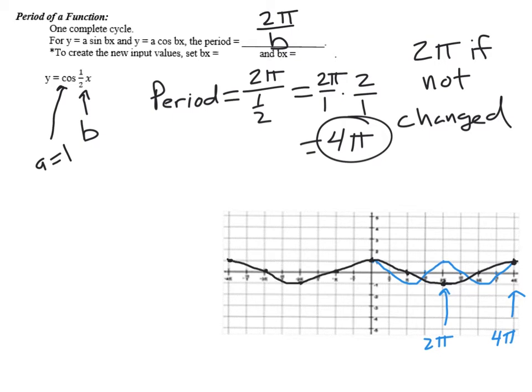Notice, relatively speaking, it's a much more long, kind of drawn out cosine curve because we made the period longer. That was the effect of B.